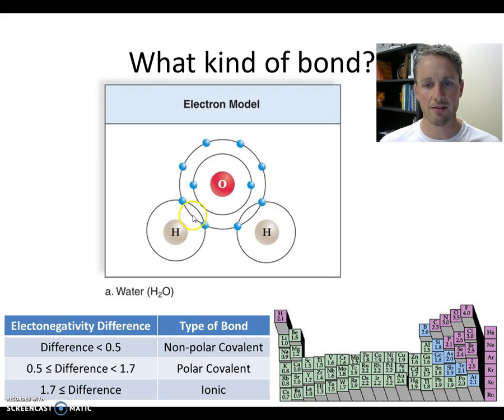Remember, electrons have negative charges. So that negative charge is going to be closer to oxygen and farther from hydrogen. And that means we're going to get some small charge differences in this molecule, where oxygen is negatively charged and hydrogen is positively charged. And we'll talk more about that in another video.